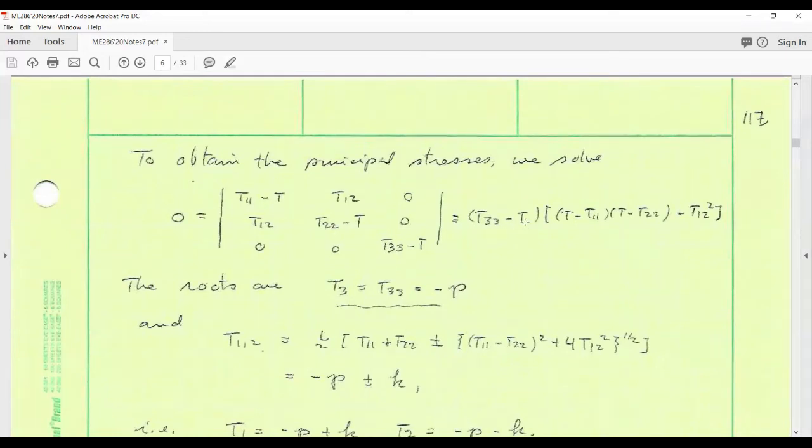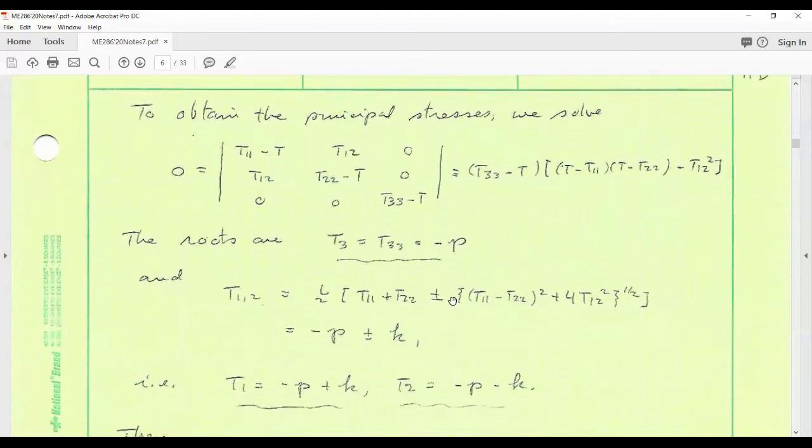So we want the values of T that satisfy this equation. One value is just given by the parenthesis equals 0. Let's call that the third root. There'll be three roots because this is a cubic equation, of course. Let's say the third root, T3, is the one that satisfies this parenthesis equals 0. So that'll be T33, which is minus P. So the third principal stress is just minus the pressure.